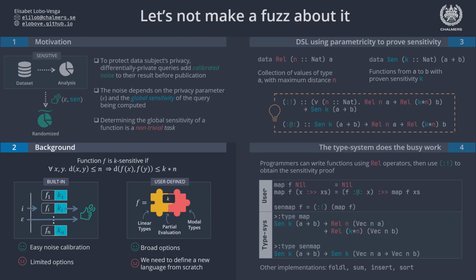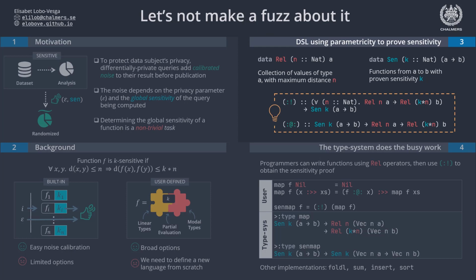The second option is to have a language that allows user-defined functions and uses advanced PL techniques such as linear and modal types to have a strong type system that keeps track of sensitivity calculation. This approach clearly opens up the possibility for computing more exciting queries, but the biggest drawback is that we will need to implement a new language from scratch. In this work, we explore the possibility of defining a domain-specific language that allows users to define their own functions, and aided by the host language type system, we provide a proof of their sensitivity.